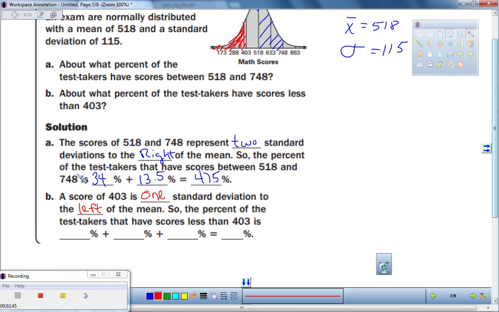For the first one, it's going to be 13.5. Then we're going to add the 2.35, and then we're going to add the 0.15. So we end up with 16%. So if the test had a normal distribution, 16% of the people scored 403 or less. So that's an example of how we would use the bell curve.